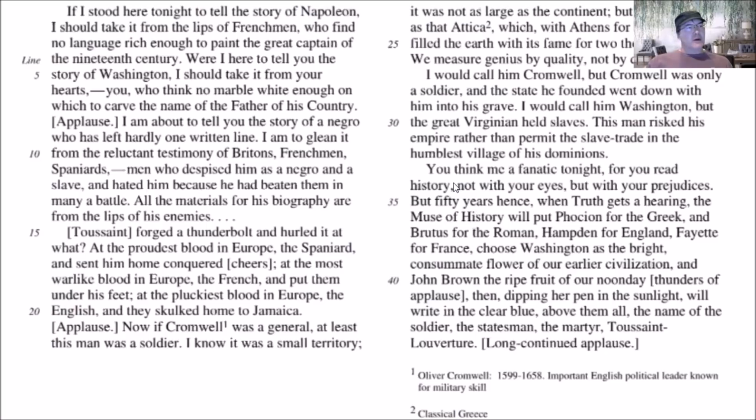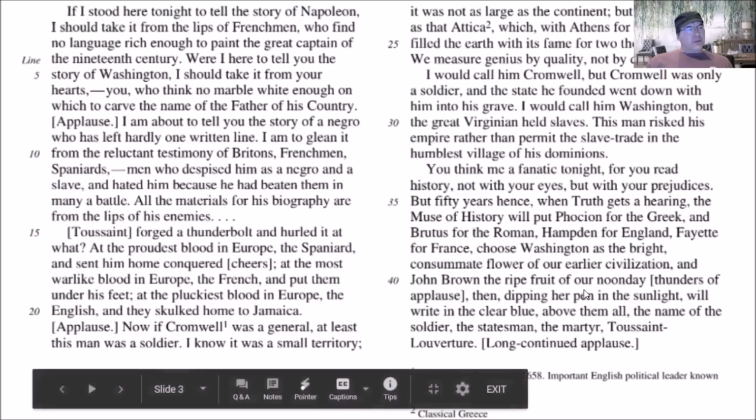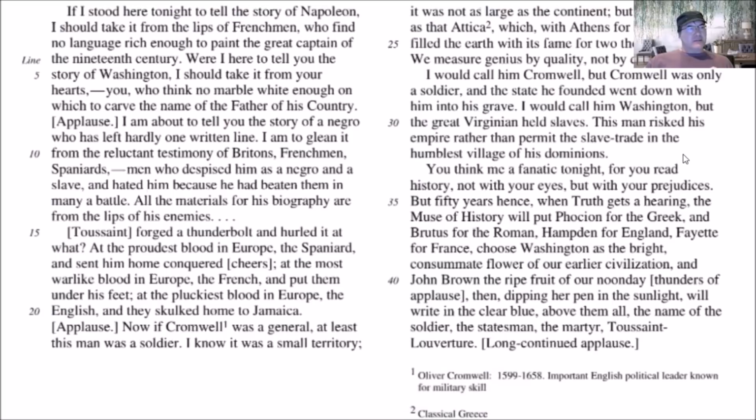Okay, so in my third body paragraph, I would begin here and deal with the last part. Now, he has risked losing his audience by attacking the fame of Washington. He got no applause. And then he says, "You think me a fanatic tonight." So he's reading their minds. He wants to connect with his audience still. He's not trying to alienate them. "You think me a fanatic tonight, for you read history not with your eyes, but with your prejudices."